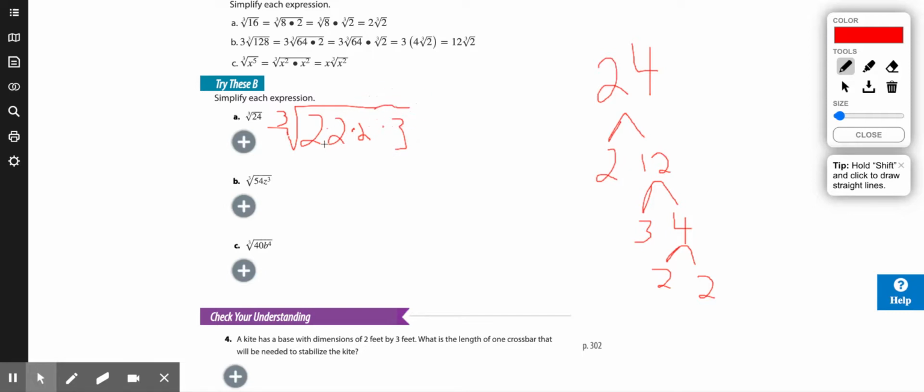Remember, it's a cubed root, so now we need 3 of them. What number times itself 3 different times is that number? Well, 2 times 2 times 2, that's 3 of them, so that one will come outside of the sign, because the cube root of 2 times 2 times 2, or the cube root of 8, is 2. And you're still left with the cube root of 3 inside. So 2 cube roots of 3 would be this one.